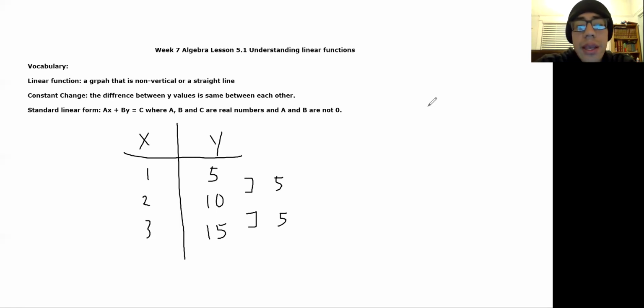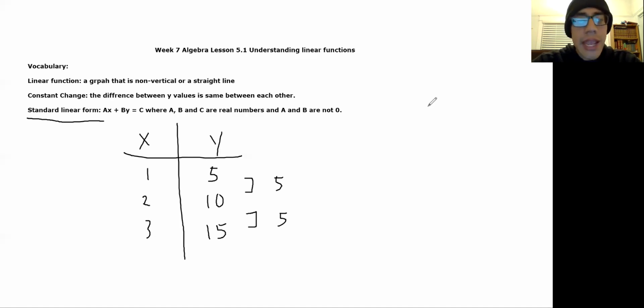That means that when you increase the x by the next number, the y increases by the same amount. Anyways, the key that we're going to focus on for this lesson is standard linear form that was introduced a couple of weeks ago. However, we're going to look at it more closely this time, and this is all about learning what to do with standard linear form, right?